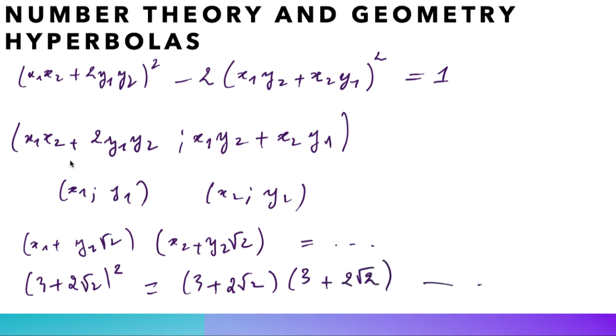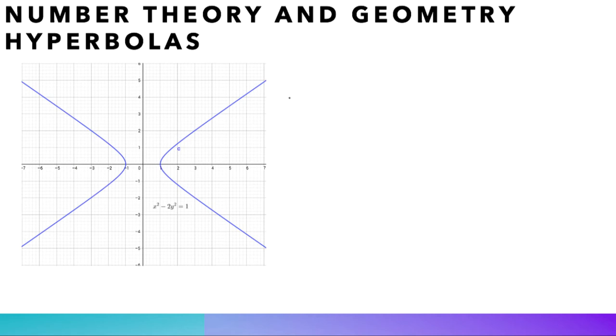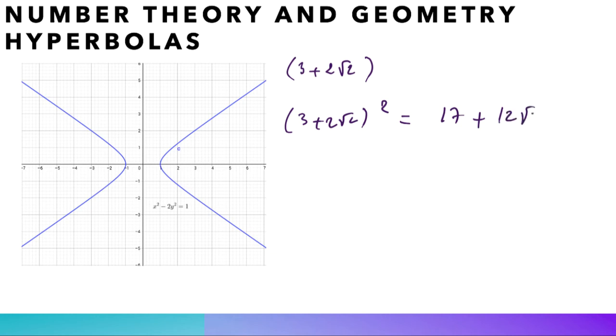So to conclude, all the integral points on our hyperbola are encoded in powers of 3 plus 2 square root of 2. And we've seen that the first one was 3 plus 2 square root of 2. The second one was 3 plus 2 square root of 2 all squared, which gave us 17 plus 12 square root of 2. And the third one was 3 plus 2 square root of 2 all cubed, which gave us 99 plus 70 square root of 2, and so on and so forth.